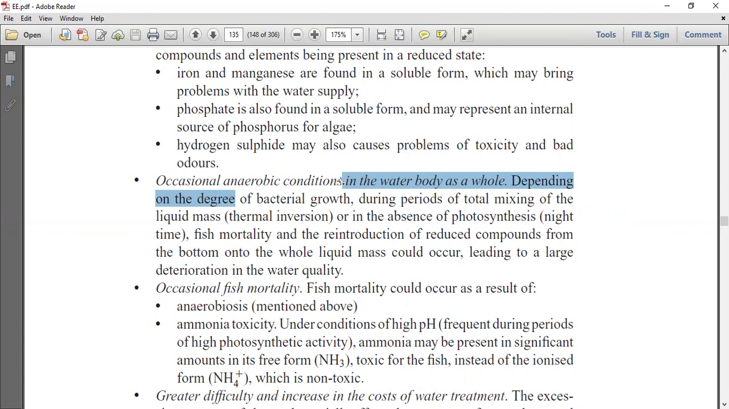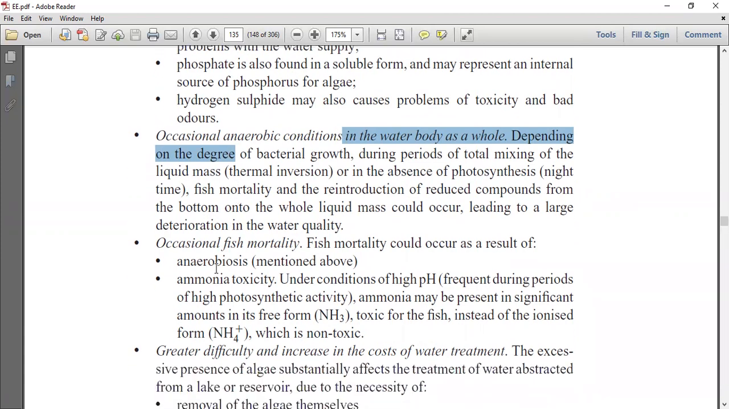Fish mortality could occur as a result of anaerobiosis and ammonia toxicity under conditions of high pH value. Ammonia may be present in significant amounts. It is toxic for fish in the free form, instead of the ionized form, which is non-toxic.